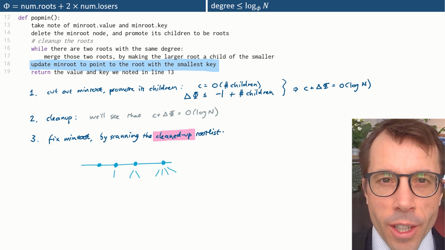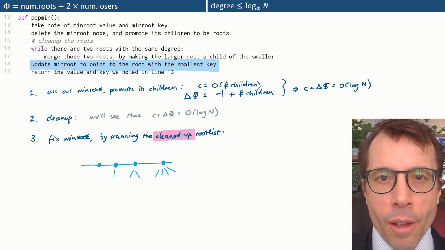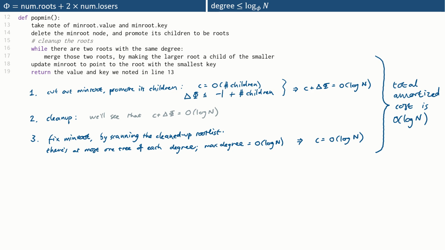There's a magic phrase I snuck in here: scan through the cleaned up root list. Think of what the cleanup just did. It merged all trees whose roots have equal degree. Therefore, after cleanup, all of our trees have roots with different degree. And thanks to the shape theorem, we know that the maximum degree is log n. Therefore, this scan takes time O of log n. Okay, so let's recap. We've just shown that the total amortized cost of popmin is big O of log n.